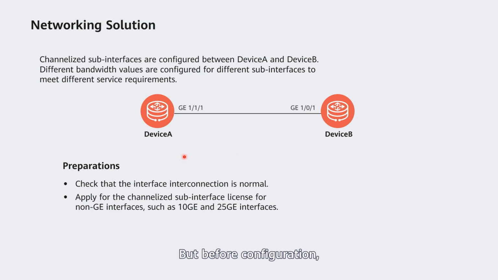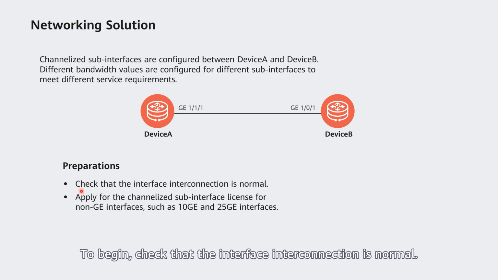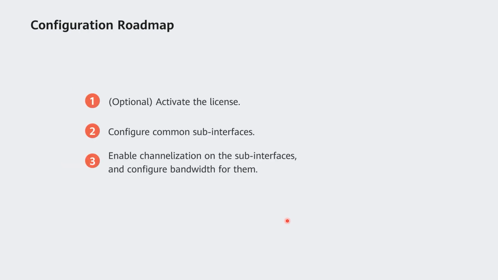But before configuration, some preparatory steps need to be taken. To begin, check that the interface interconnection is normal. For example, see if boards successfully register and if the optical module interconnection environment is normal. Next, if the interface isn't a GE interface, apply for a channelized sub-interface license. Once these simple steps are complete, configuration can begin.